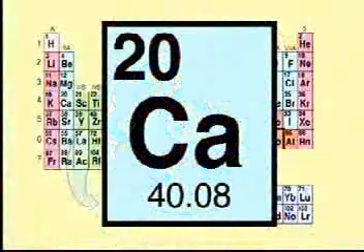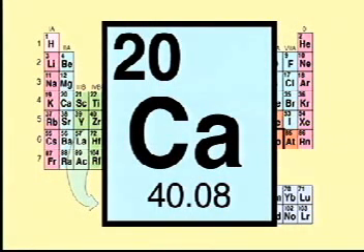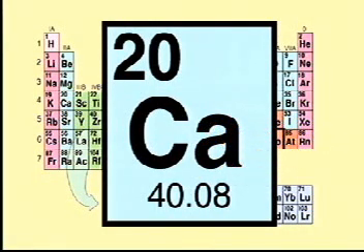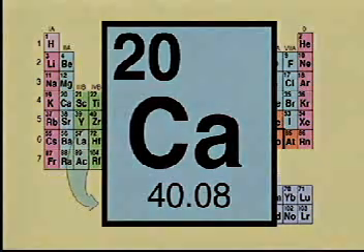Below the chemical symbol for calcium is the atomic mass. Here you can see that the atomic mass of calcium is 40.08 atomic mass units.